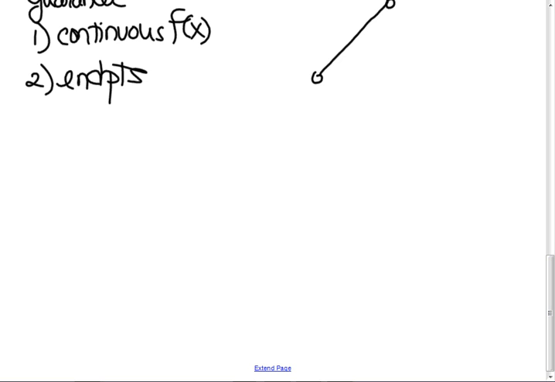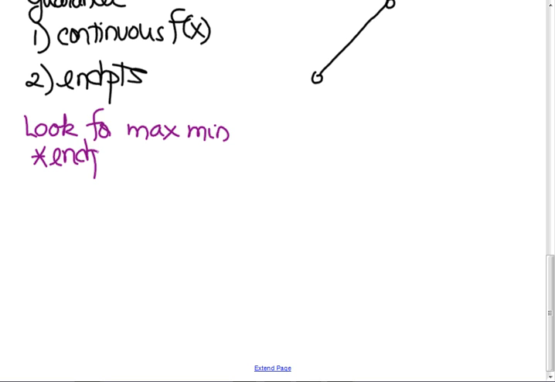Where would you look for max and mins? Look for max mins at the endpoints, where else? Here's a max. No, what's true? Jack, what's true? What's with the derivative there? F prime of c is equal to 0.